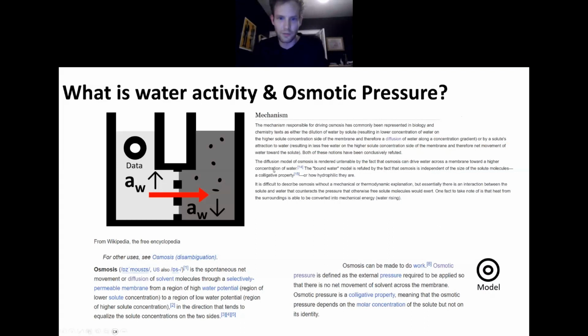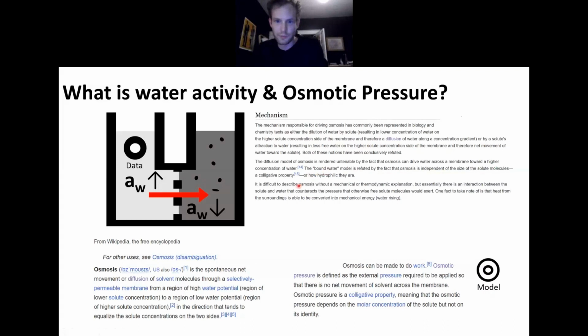Why is it wrong? The diffusion model of osmosis is rendered untenable by the fact that osmosis can drive water across a membrane towards a higher concentration of water. Right? So you can choose a salt where it's going to go the opposite way, where the water will be pushed towards a higher concentration of water, which is kind of backwards. And the bound water model is refuted by the fact that osmosis is independent of the size of the solute molecules, a colligative property, or how hydrophilic they are.